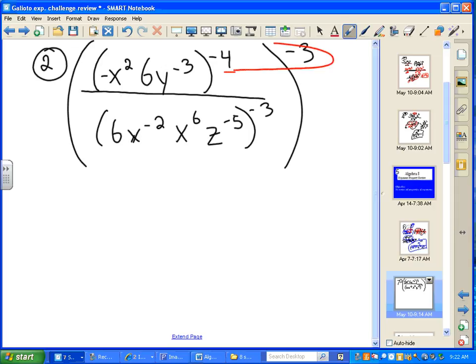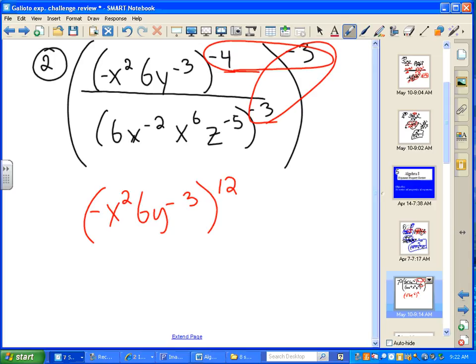Good. So multiply these, multiply these. I'm going to go through the steps quickly, but I want you guys to tell me what they are. Sage, pay attention. Okay, if you made a mistake, please check your steps with mine. If this goes okay, we won't do any more of these. So the first step should be negative x squared, 6y to the negative third, all of that raised to the positive 12th power. If you see me write something wrong, let me know. The bottom is going to be 6x to the negative second, x to the 6th, z to the negative 5th, all to the positive 9th.